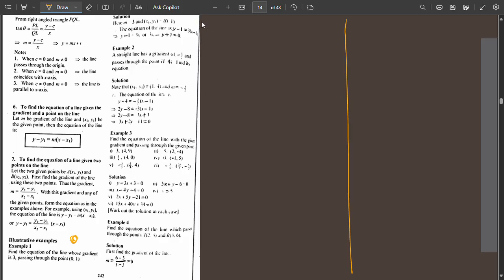The gradient of the line is 3, and the point, let's say the point is P (0, 1). When we have these two, how do we find the equation of a line? We use y minus y1 is equal to m into bracket x minus x1. This is the formula we'll be using.